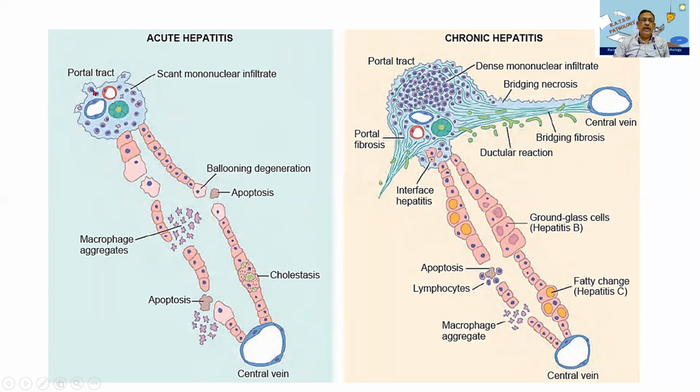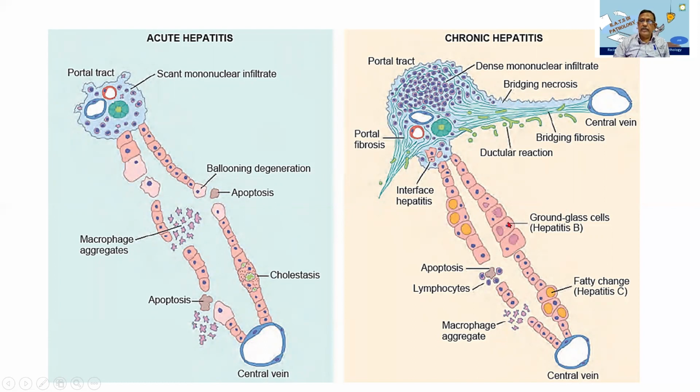And around the portal triad, in that region, there will be a scant amount of lymphocytic infiltrate. These are the features of acute hepatitis. It is self-limiting, it will be going back to normal. Chronic hepatitis, on the contrary, you find that there is a dense inflammation. A dense inflammation in the sense you find lots of these lymphocytes around the portal triad. And here I find there can be some accumulation within the hepatocytes, a fatty change, and that leads again to a kind of swelling of the hepatocytes.